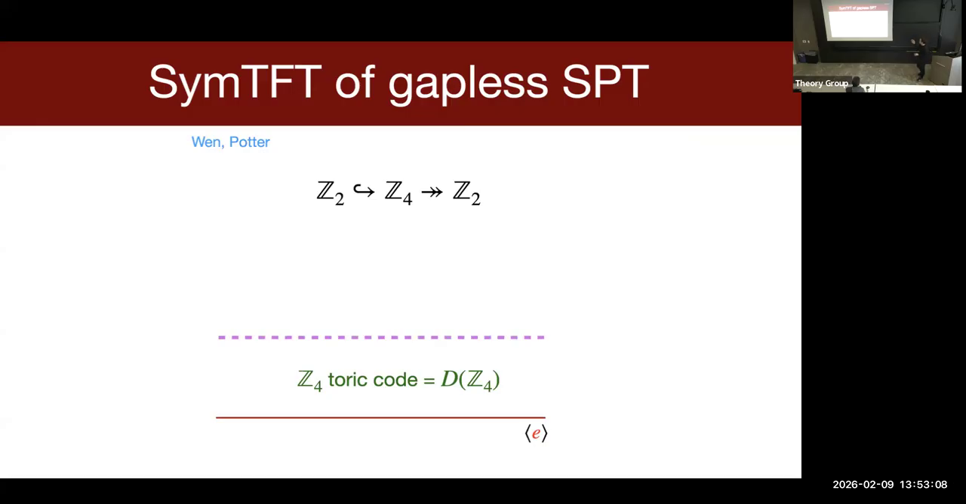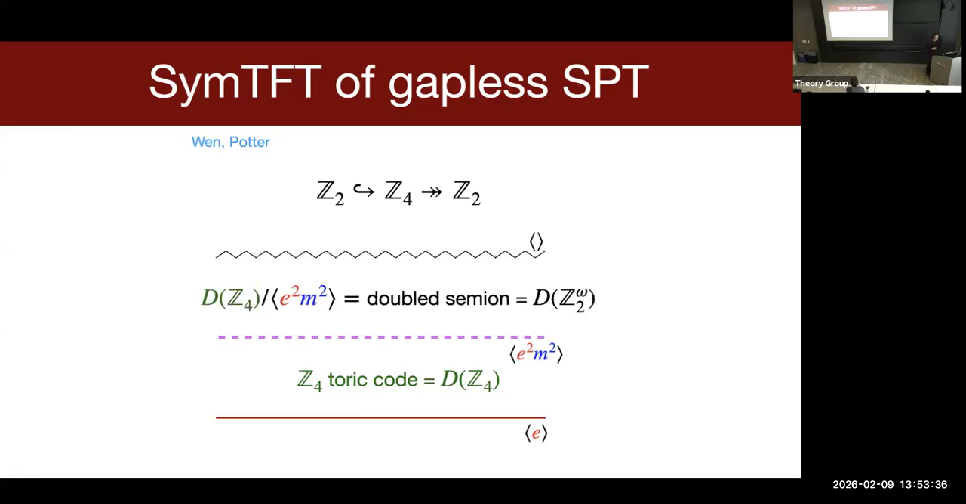Once again, since I'm considering a spin chain that has a Z4 symmetry, I want my bulk 2+1D theory to be a Z4 gauge theory, so the Z4 toric code. And once again, I'm fixing the bottom boundary to be the boundary condition where E is condensed. So how do I capture this symmetry structure of the gapless SPT?